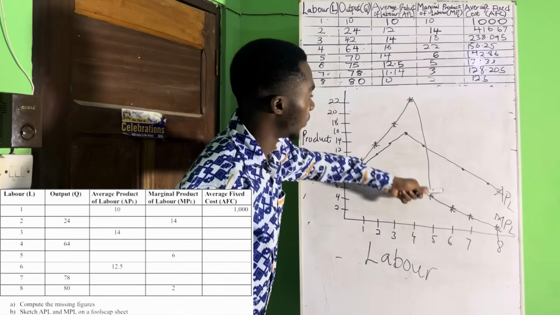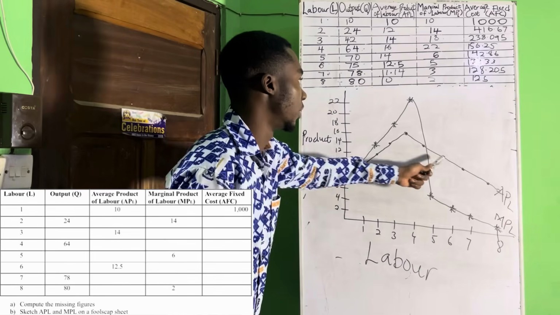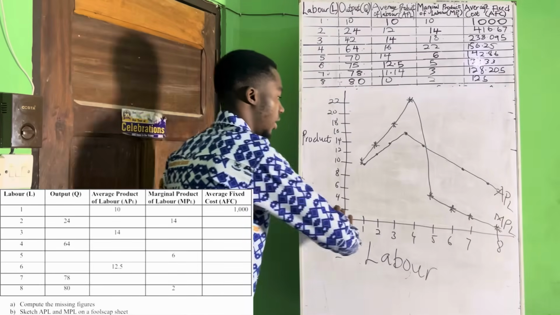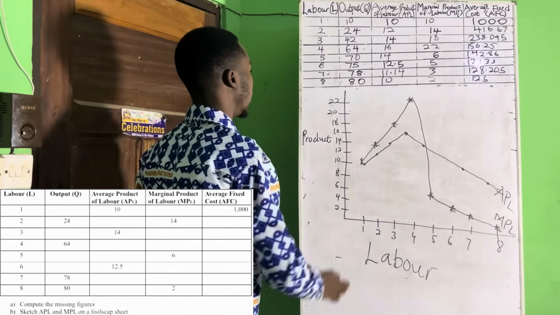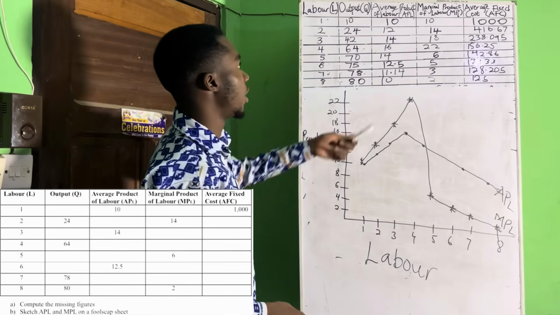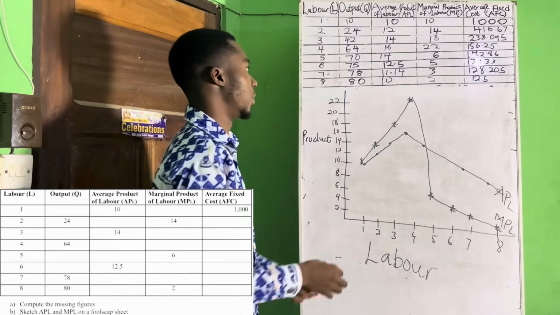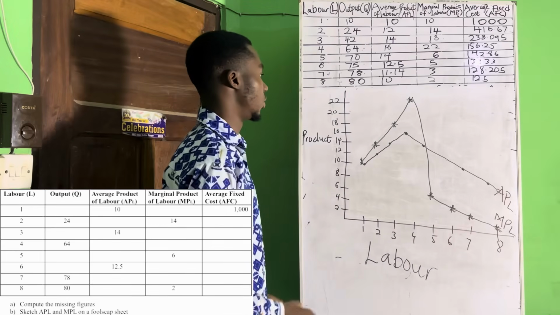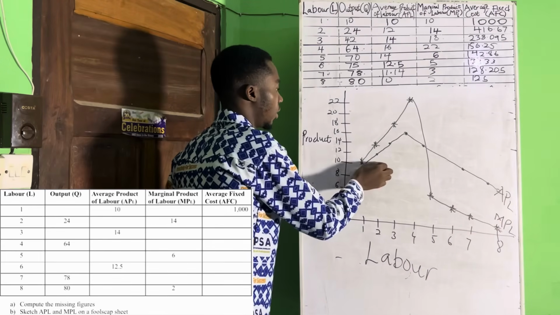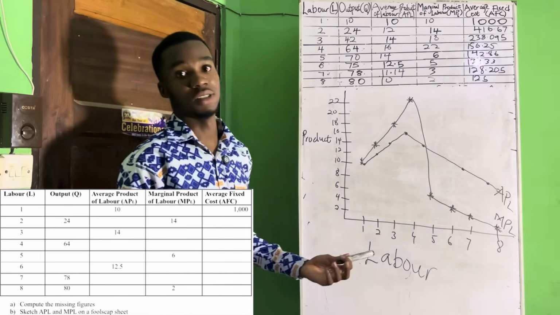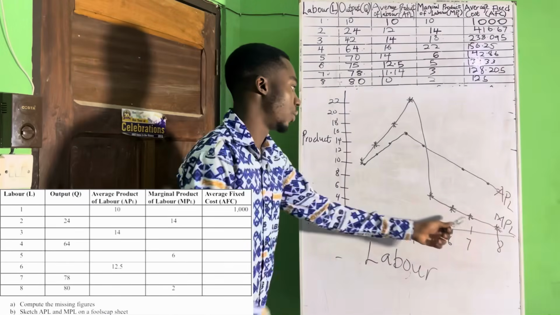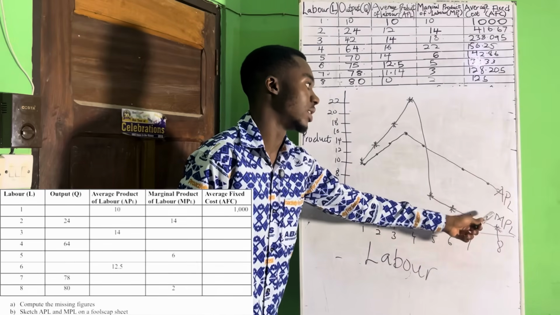This is the marginal product of labor, then this is the average product of labor. So always, if they tell you to draw it, this is how you do it. You draw the x-axis for the labor, you draw the y-axis for the product. Then for both the average product of labor and marginal product of labor, you use the values here. You can also use the dots and the asterisk to differentiate them. But whichever you use, at the end you have to write marginal product of labor, then write average product of labor.